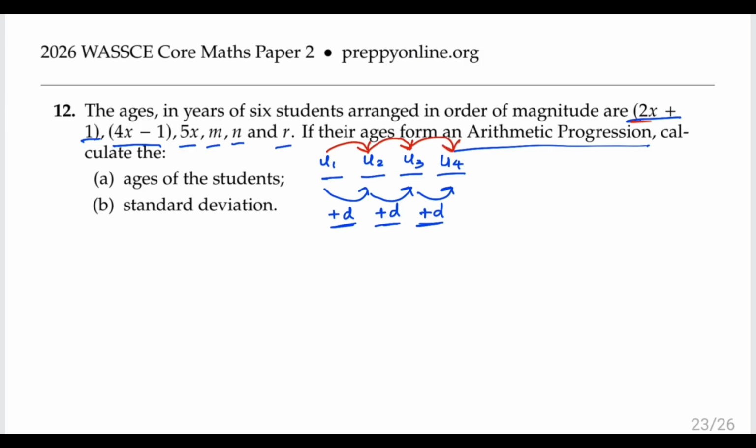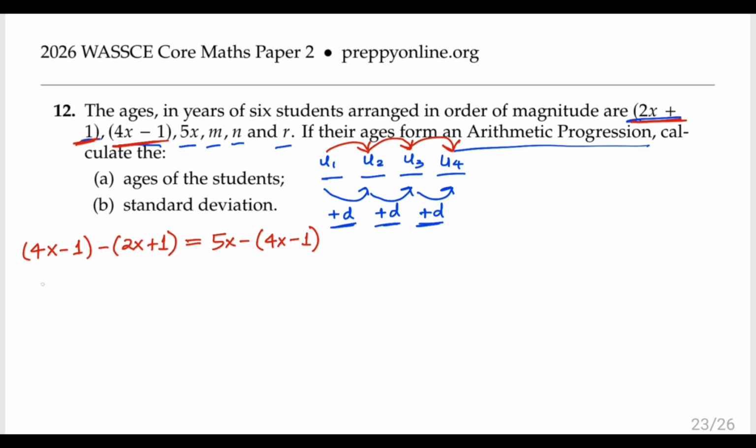So in our case, what this means is that if we take the first and the second terms, let's try to find the difference between them. The second term is 4x minus 1. If you subtract the first term from it, which is 2x plus 1, this quantity is equal to taking the third term, which is 5x, and subtracting the second term from it, 4x minus 1. So we immediately have this expression, and from this we can solve for x.